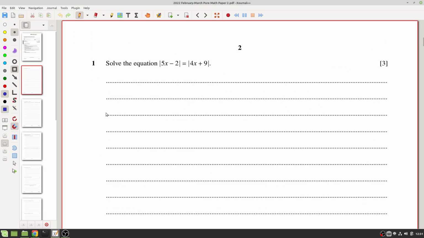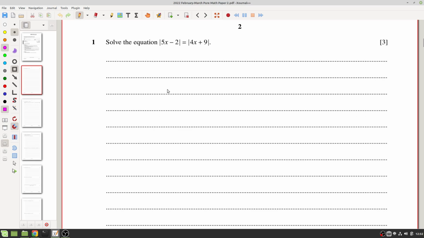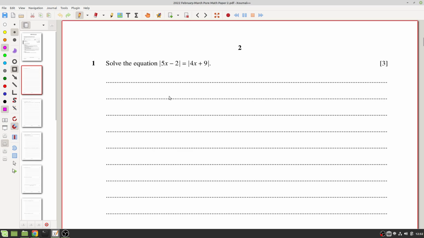Okay, let's jump in. Now our first question here, we see we have 2 absolute value terms and we need to solve for x. So my favorite way to do this is to get rid of all the absolute value ideas, the negative and positive differences, by just squaring both sides.